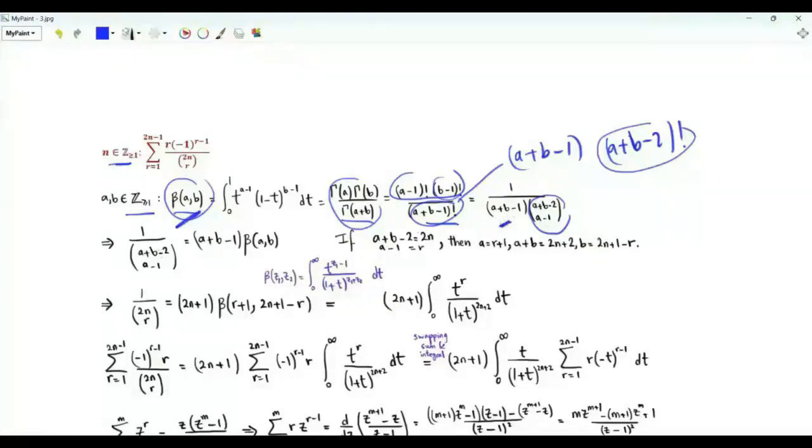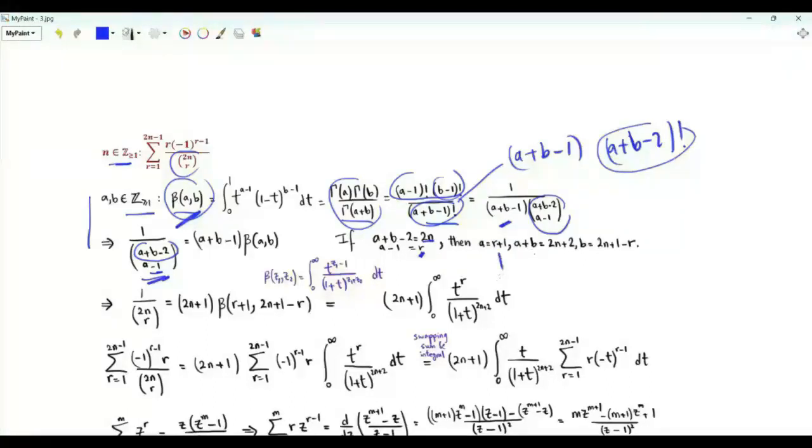Multiplying both sides by a plus b minus 1, we get that 1 over this binomial coefficient is a plus b minus 1 times beta of a and b. This exercise is for the purpose of expressing this binomial coefficient in terms of the beta function. We have 1 over 2n choose r. We set a plus b minus 2 equal to 2n and a minus 1 equal to r.